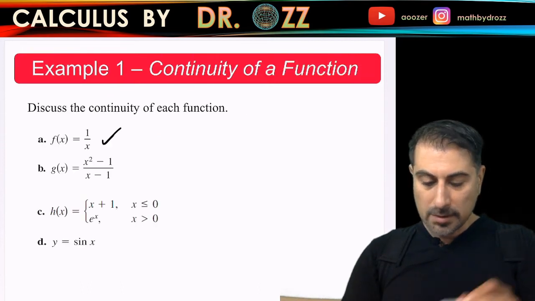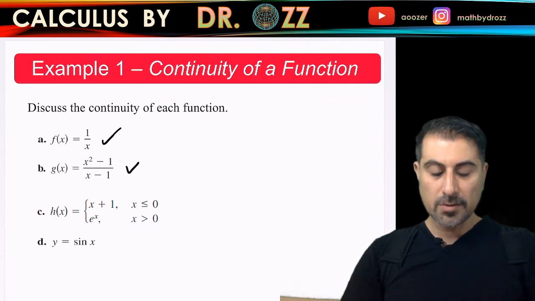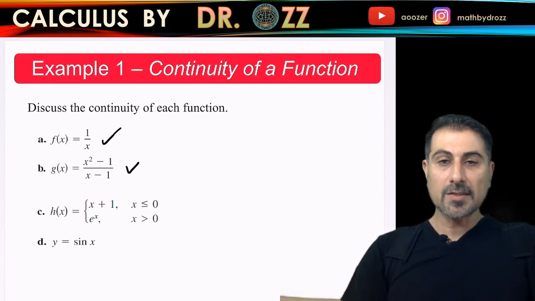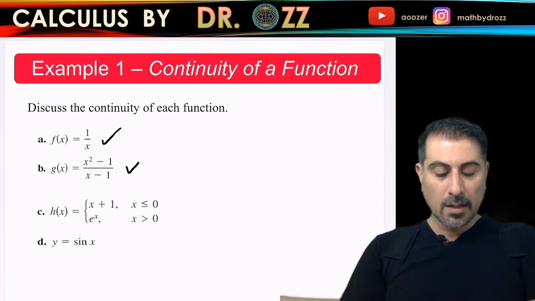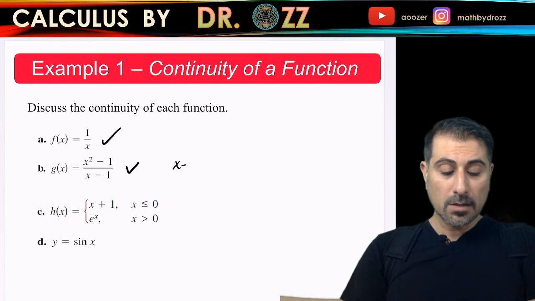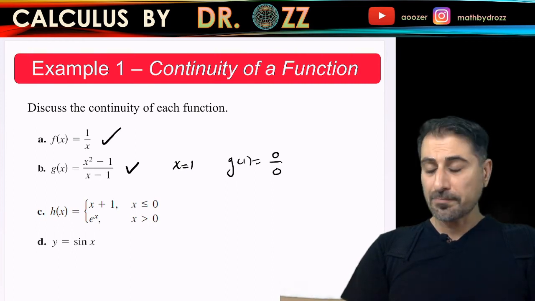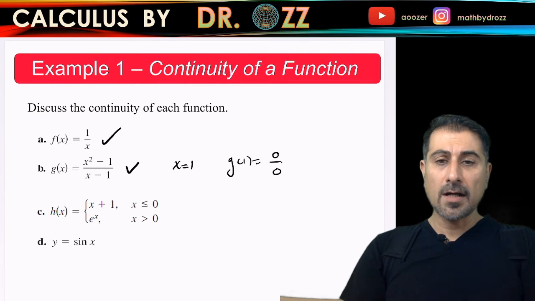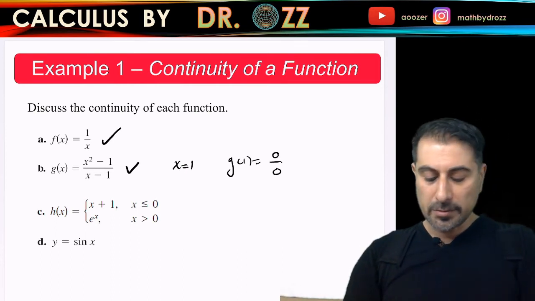Okay, so let's look at the second function here. The second function is a rational function. I think we also had gone through this in the previous section. So essentially the problem point is x equals 1, because g of 1 is 0 over 0. Essentially 1 is not in the domain of the function. Just this alone makes this function discontinuous. But let's try to see what kind of discontinuity it is.